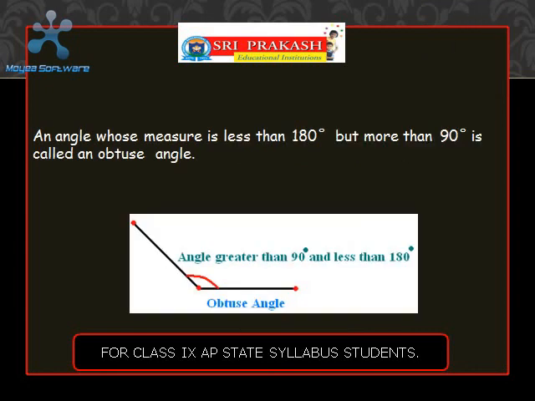Now, what is an obtuse angle? An angle whose measure is less than 180 degrees but more than 90 degrees is called an obtuse angle. It is shown in the figure. It is less than 180 degrees but more than 90 degrees. Very clearly you can see this.